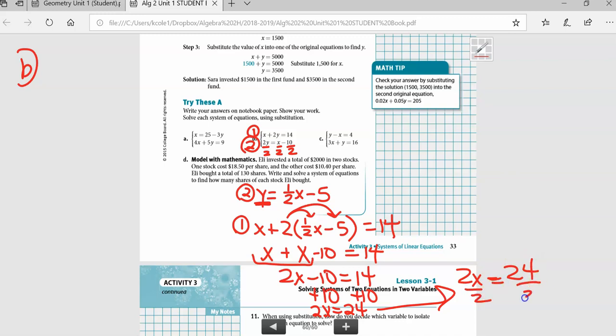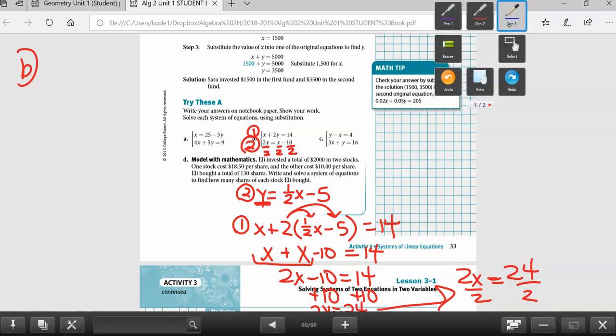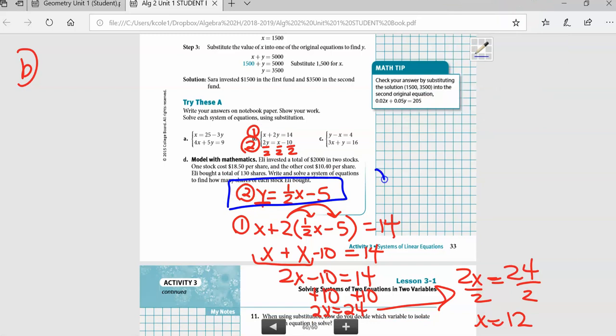Divide by 2. So x equals 12. Again, that is only half of the work. Then you can plug into either equation 1 or equation 2. I am going to use equation 2 because y is isolated. So I'm going to plug in 12 for x.